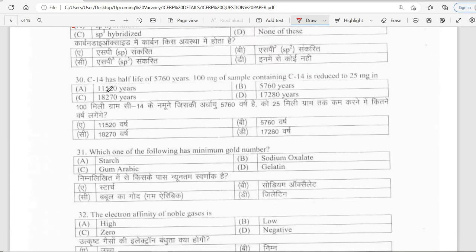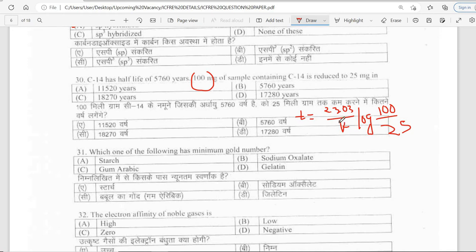Next one: C14 has a half-life of 5760 years. 100 milligram of sample containing C14 is reduced to 25 milligram in how many years? It's a radioactive decay reaction, and radioactive decay is a first order reaction. For first order, we know that t equals 2.303 by k times log A0 by At. A0 means the initial concentration. So starting with the initial 100 milligram in the numerator and 25 in the denominator.